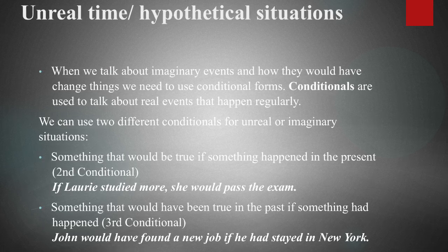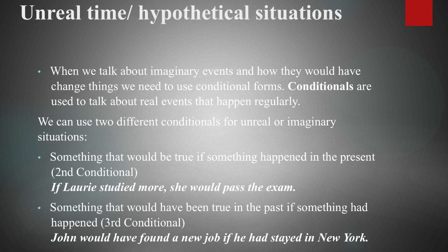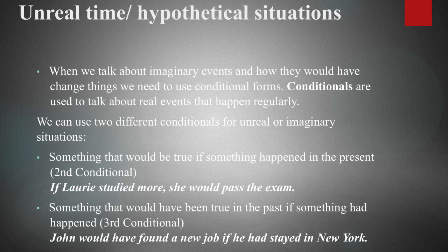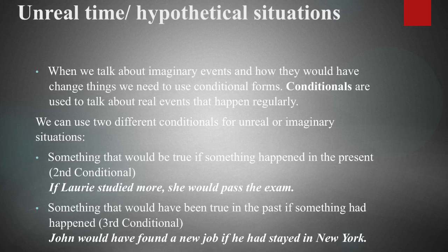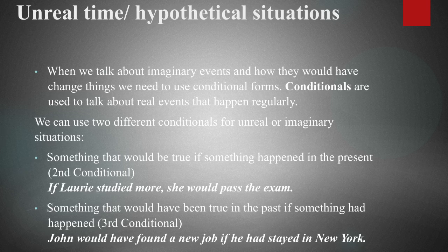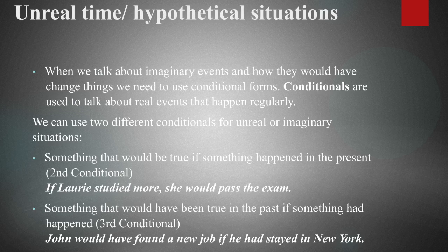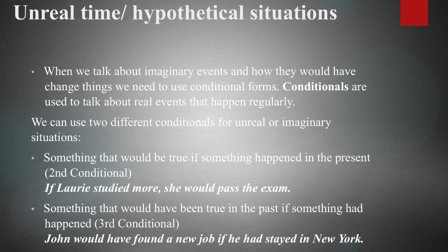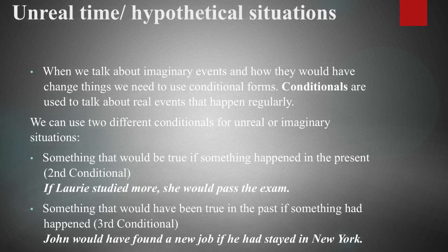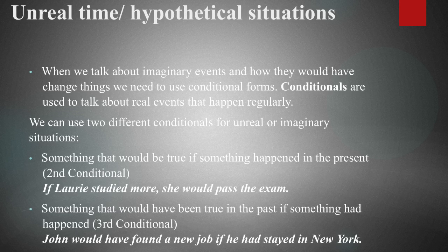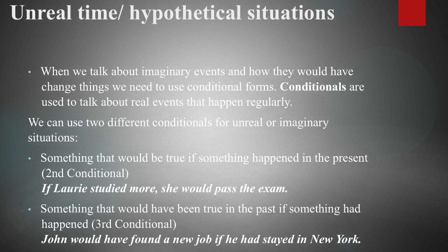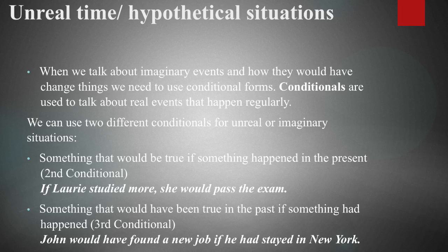Something that will be true if something happened is the second conditional. Example, if Laurie studied more, she will pass the exam. Something that would have been true in the past if something had been happening is the third conditional. Example, John would have found a new job if he had stayed in New York.